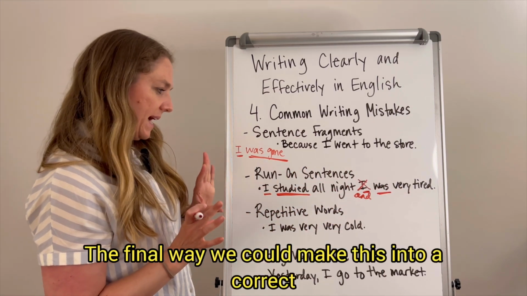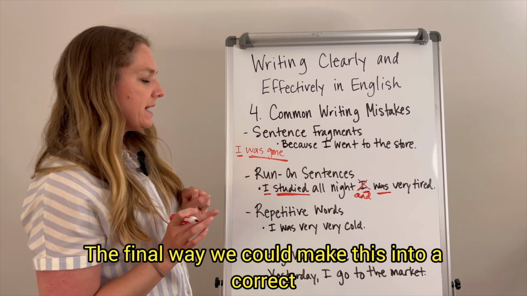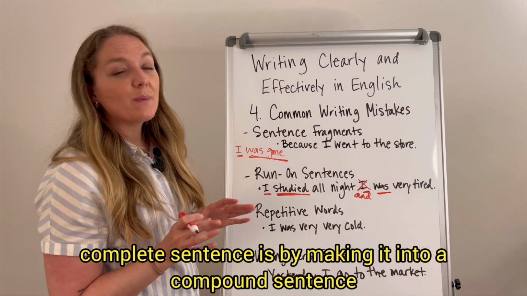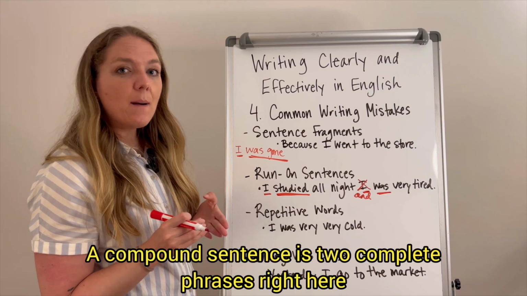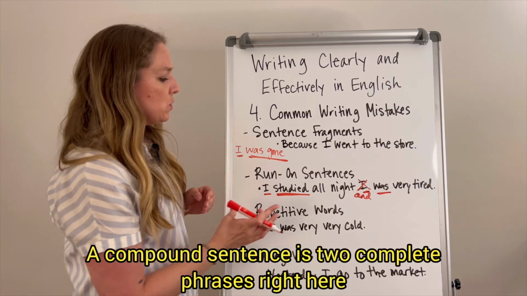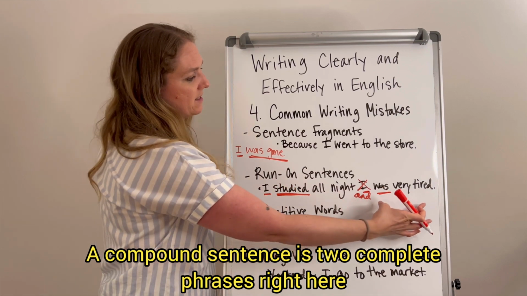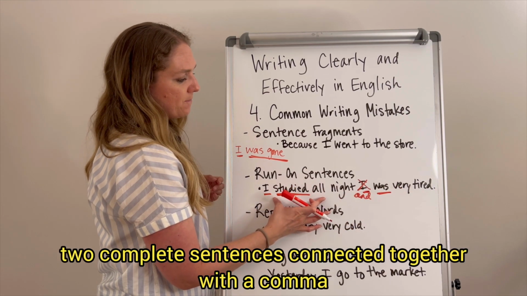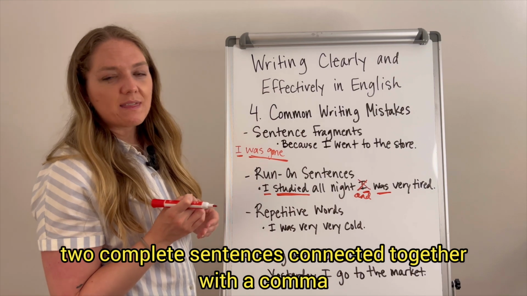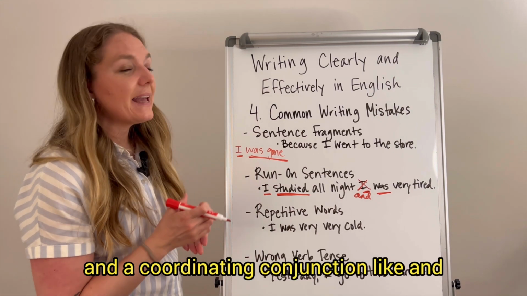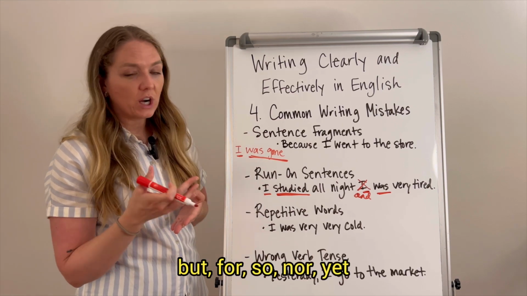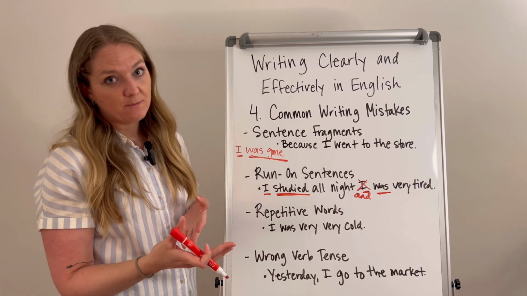The final way we could make this into a correct, complete sentence is by making it into a compound sentence. A compound sentence is 2 complete phrases, right here, 2 complete sentences, connected together with a comma and a coordinating conjunction, like and, but, for, so, nor, yet.